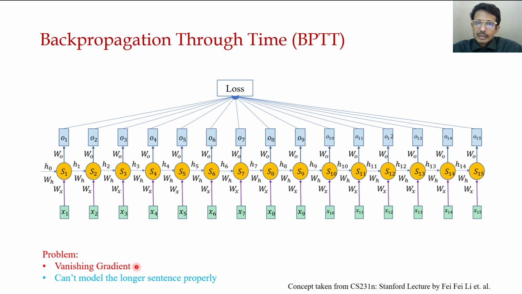Then this BPTT algorithm is not that useful because of the vanishing gradient problem. We have seen a similar thing in the case of our CNN also. If the network depth is very high, then the vanishing gradient problem arises, and the initial layers do not converge properly because the error gradient decays as it travels from the final to the initial layers. That is the vanishing gradient, which we have discussed in detail.